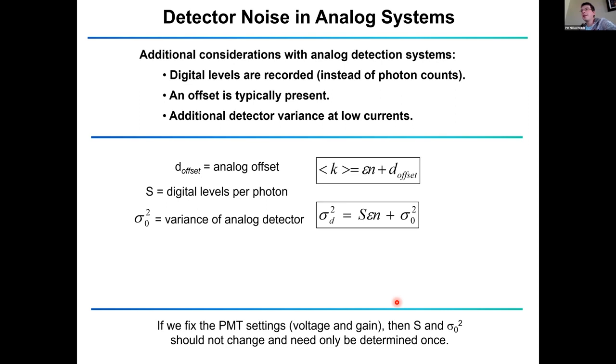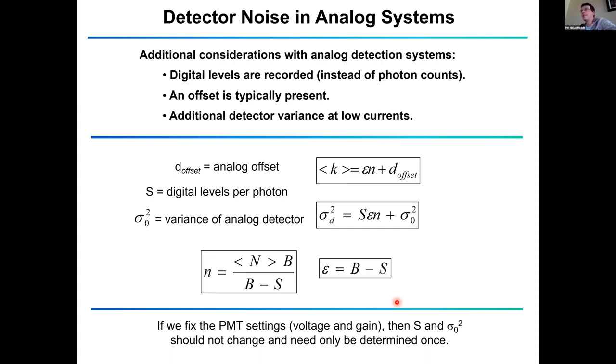And you can plug those parameters into your equation, and you can then measure them, the reference measurement, quantify them, and then use them for the analysis. So if you don't change the PMT gain or any settings, then the S and sigma parameters should not change once you have determined them. And then you can calculate the number and brightness as before.